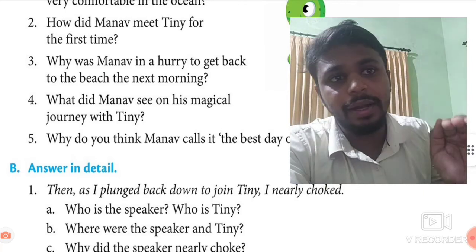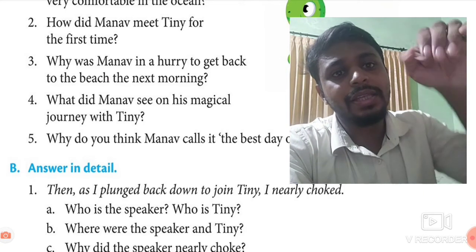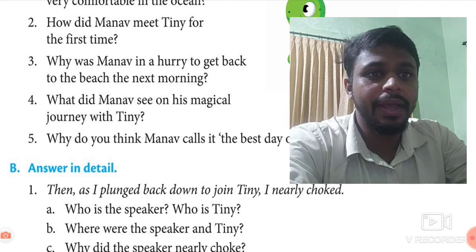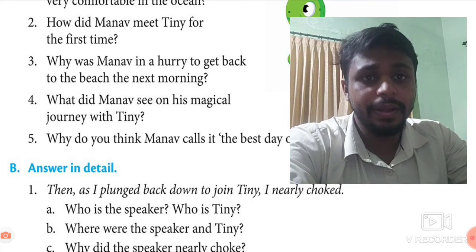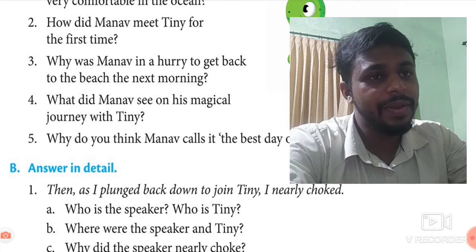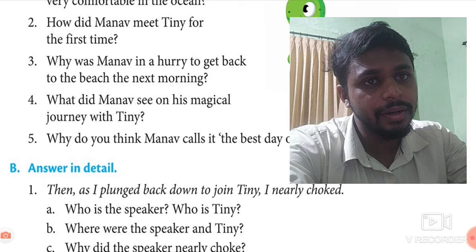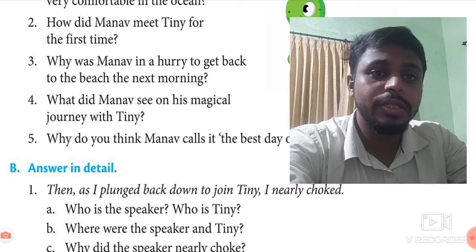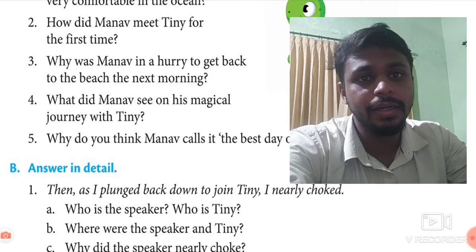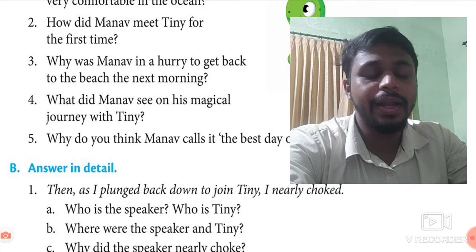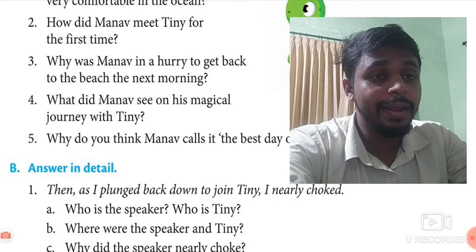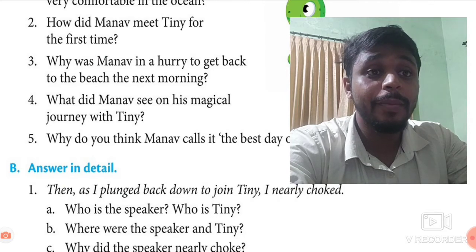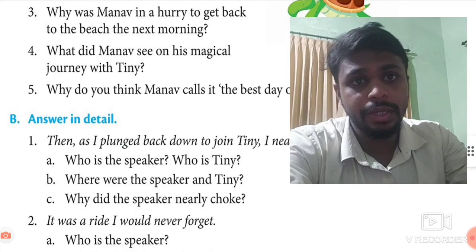"Then, as I plunged back down to join Tiny" means then I jumped back down to join Tiny. "I nearly choked": I couldn't take breath. Who is the speaker here? Who is Tiny? We know that answer. Who is the speaker? The speaker is Manav. Who is Tiny? Tiny is the turtle. Where were the speaker and Tiny? The speaker and Tiny were in the ocean.